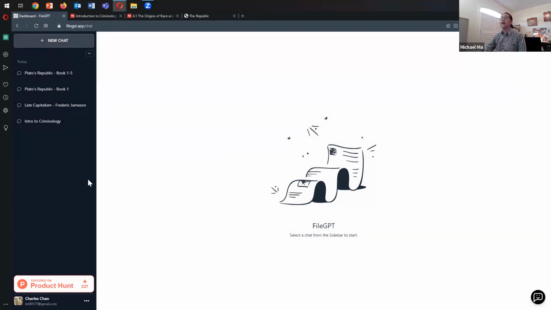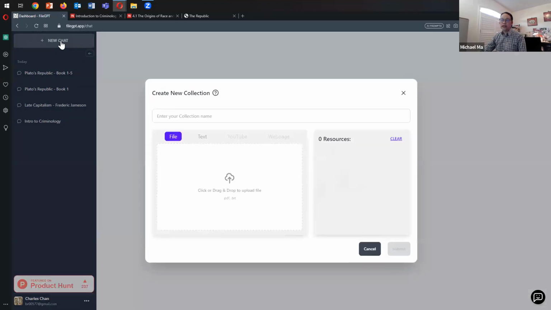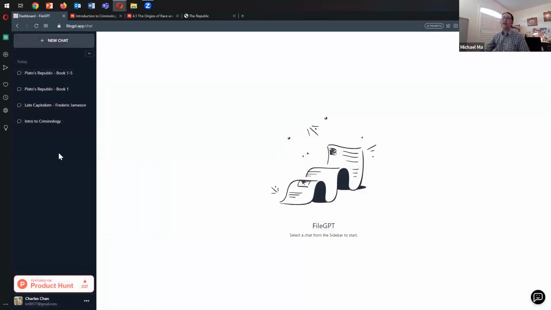Okay, so you can select new chat. If I select new chat, it allows you to name your collection, which I haven't tried yet, meaning uploading multiple documents into a collection and then chatting with those multiple documents. I'll do that later, maybe in a separate review. But it allows you to name a collection, then select the file, upload it, and then create a collection. I have done that already in the sense that I have uploaded a chapter from an edited collection that I'm in, which is an intro to criminology book, which I'll show you in a second.